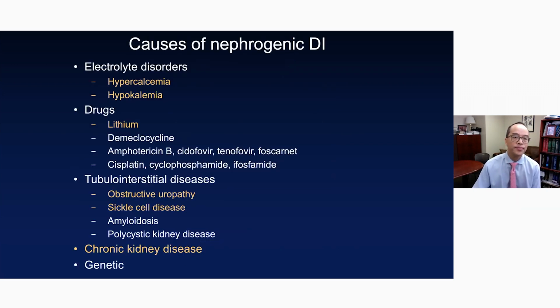Here are some of the common causes of nephrogenic diabetes insipidus, of which the ones in orange are the most common. Don't forget the electrolyte disorders that cause this. Lithium is the most common drug-induced cause. Tubulointerstitial diseases can cause this, and this can be mimicked simply by CKD.